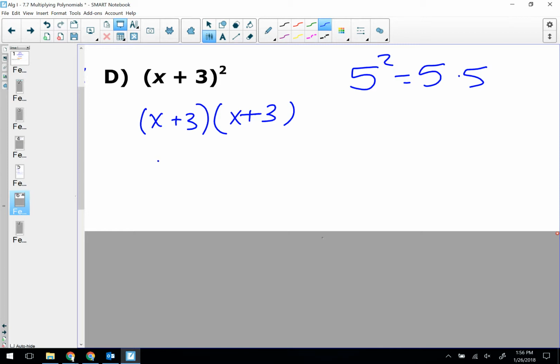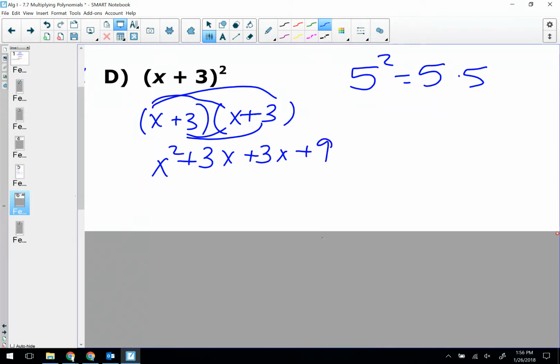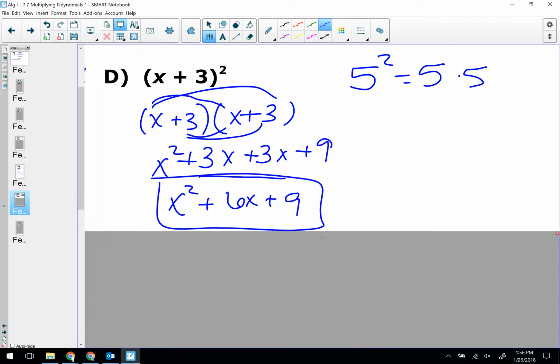FOIL that. First, outer, inner, last. Now, the only catch is, and it's not even a catch, something to watch for, if you've got something squared, you will always get the same term inside there, okay? You should always get that. So something to watch out for. Final answer, x squared plus 6x plus 9.